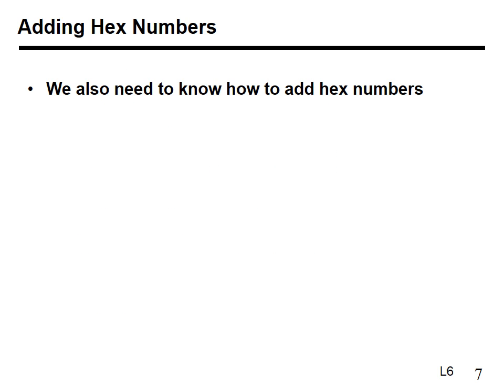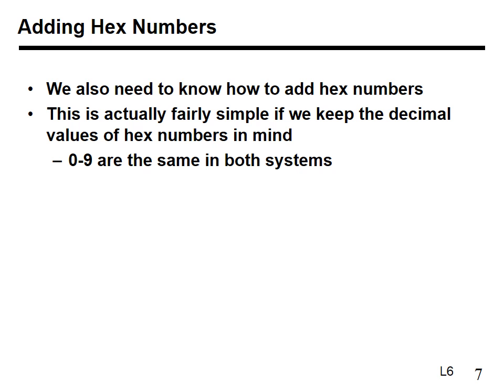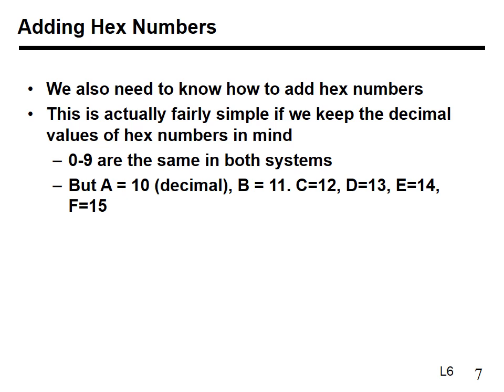One other exercise that we should do is learn how to add hex numbers. Hex numbers are used to represent addresses, and we do need to add addresses. So this is pretty simple too. It works the very same as decimal numbers do, only rather than counting from 0 to 9, we count from 0 to F. So the 0 to 9 is the same in both systems, hex and decimal, but A is equal to decimal 10, B is 11, as I said earlier.